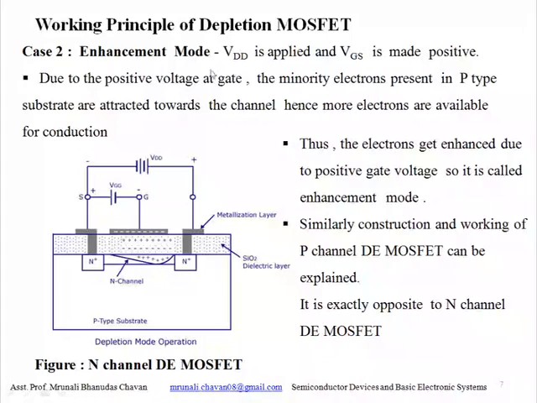Second one is the enhancement mode. VDD is applied and VGS is made positive. Due to the positive voltage at the gate, the minority electrons present in the p-type substrate are attracted towards the channel, and hence more electrons will be available for the conduction.